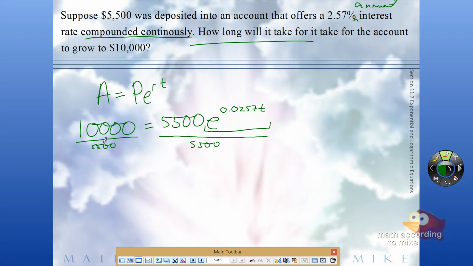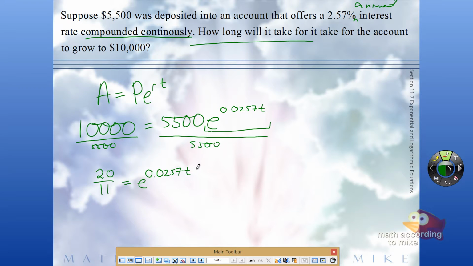On the left-hand side, if you were to throw that into your calculator, you're going to get an ugly, ugly decimal. Do not write this as a decimal, because if you do, then you're going to be truncating your answer, rounding it early, and because of that, you will not end up with the correct amount of time at the end. Reduce it as a fraction. 10,000 over 5,500 is 20 elevenths. So our exponential term is isolated.